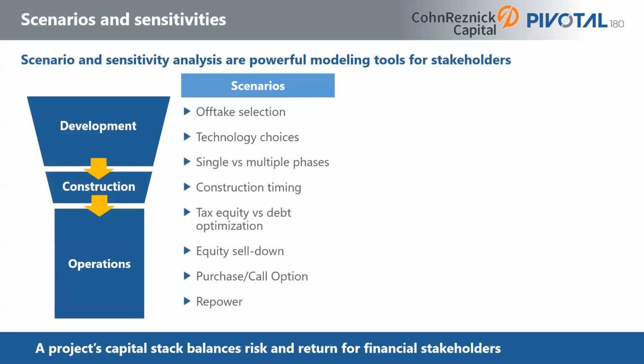Some examples of typical scenarios developers face are selection of offtake and technology. The financial model is critical for making key decisions like what price to contract power at and whether to select monocrystalline or polycrystalline panels. Other examples of scenarios are changing the composition of tax equity and debt in the capital structure or evaluating a purchase option case.